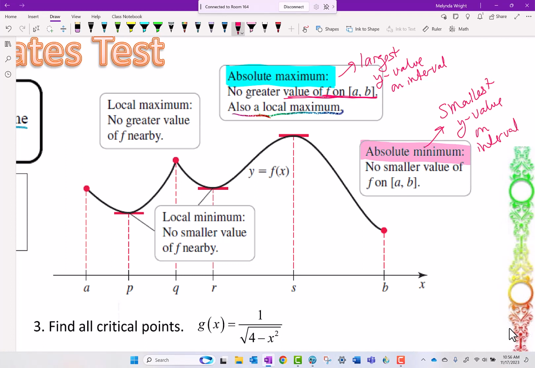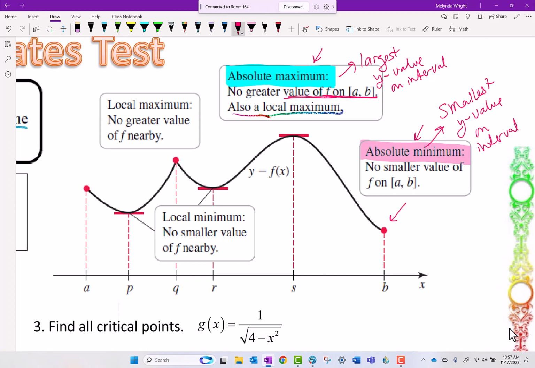And absolute extrema can occur at the endpoints. You'll notice that this one occurs at the endpoint. Okay, that's okay. Relative extrema cannot occur at the endpoint. Okay, notice how this absolute maximum has double use. It's an absolute max and a local max. But notice how this absolute minimum does not have a double use. It is not also a relative or local minimum. It's just absolute. So let's see what the difference is.